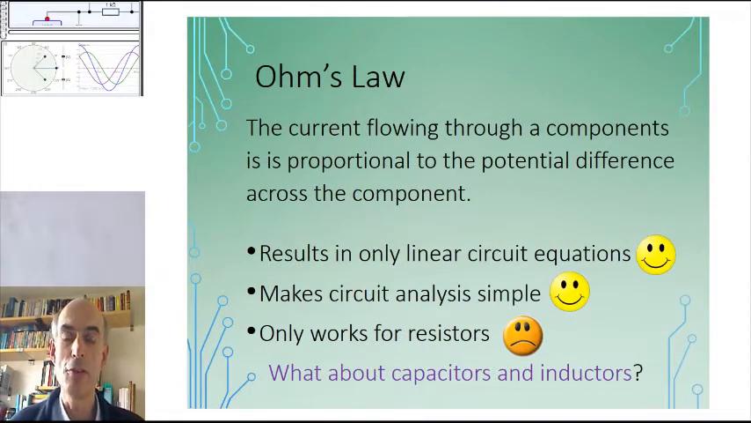Life would be very easy if all of the components in our circuit were resistors. For resistors, the voltage across the resistor is proportional to the current flowing through it, so we don't get any differential terms in our simultaneous equations. If we used phasors to represent our current sources and our voltage sources, we would just end up with a set of linear simultaneous equations.